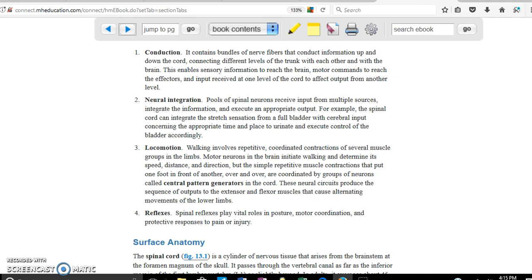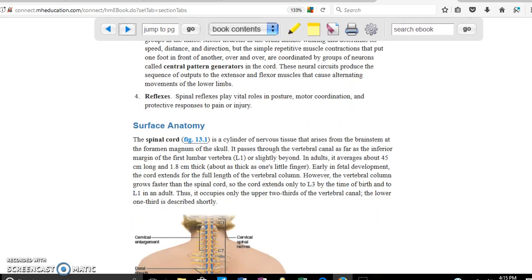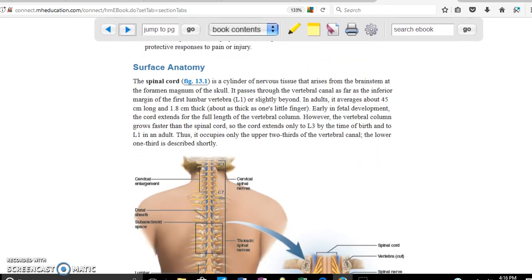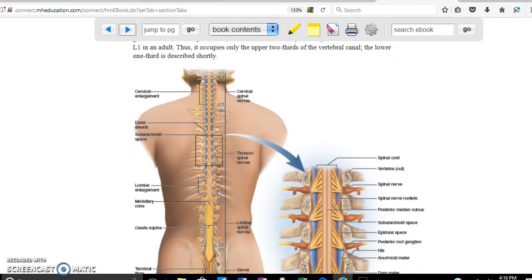Reflexes are also another very important function, because in the case of reflexes, most of the time the brain does not work and all the coordination happens at the level of the spinal cord. So let's take a look at the surface anatomy. What do we have right here in the case of the spinal cord?